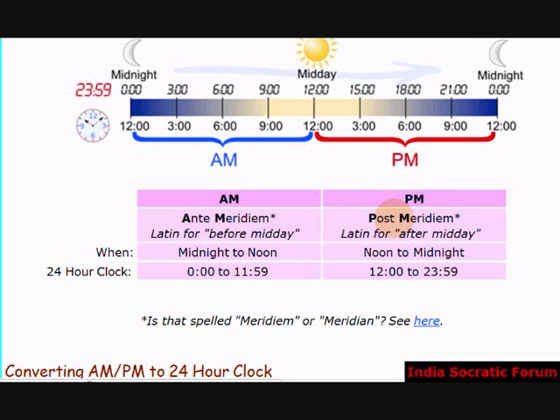PM is post meridium or meridian, Latin for after midday, noon to midnight. So in the 24-hour clock you can see till 11:59 we call it AM. 12 to 23:59 we call it PM. This to this is PM. From midnight to midday it is AM.